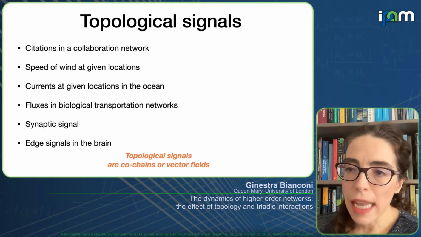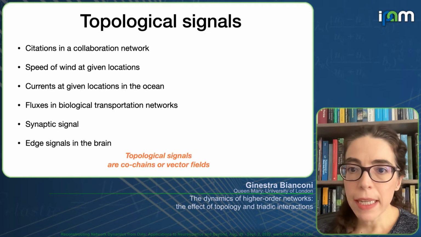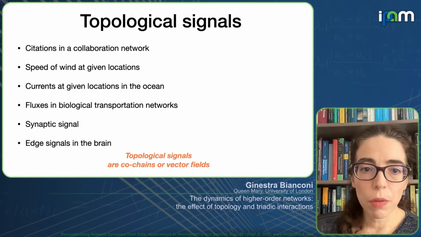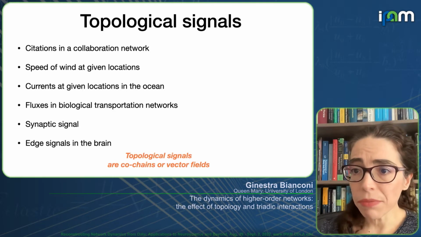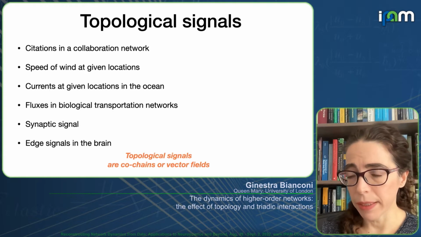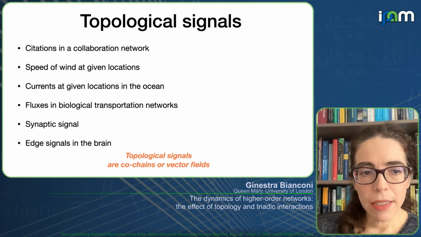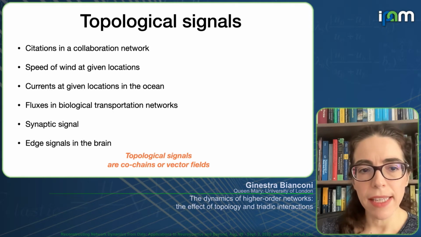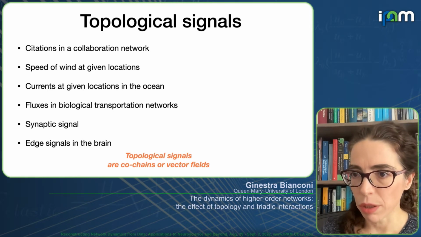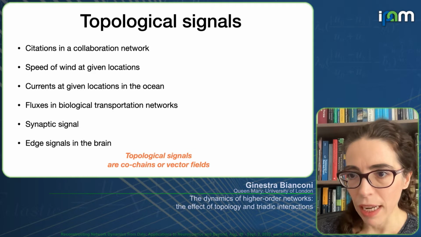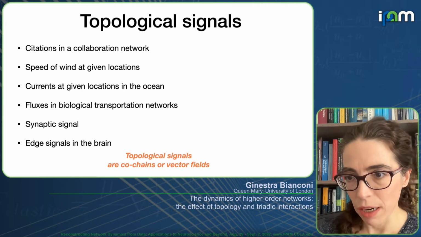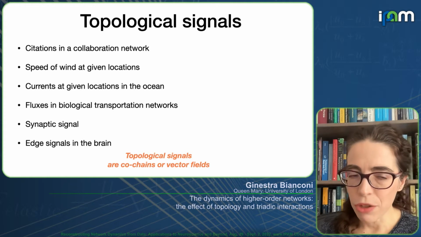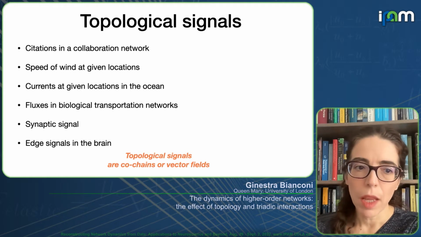An example of these topological signals exists in real systems. These are functions associated to simplices. A nice way to understand what they can be is a citation of a collaboration network, where a team of people can have a given citation in their paper together. So it's not an individual citation record, but a collective one.